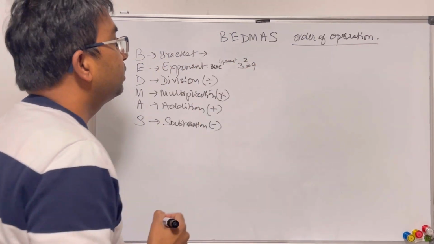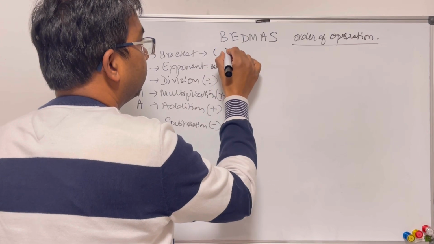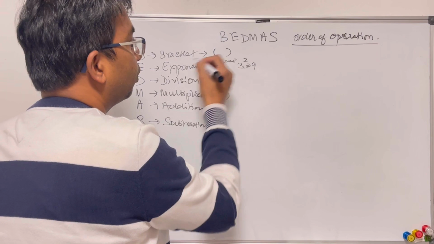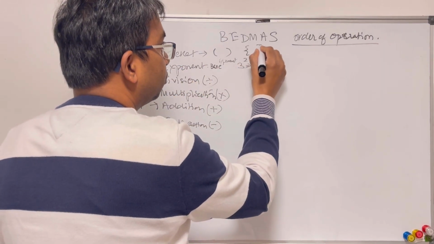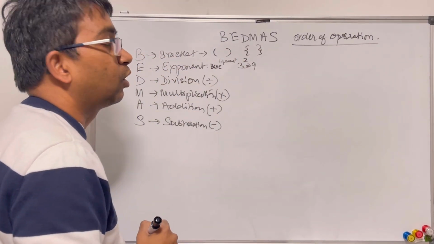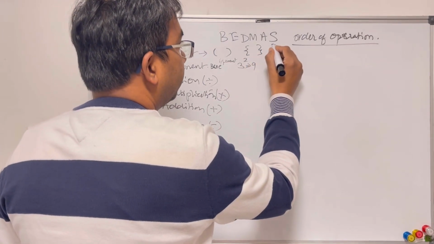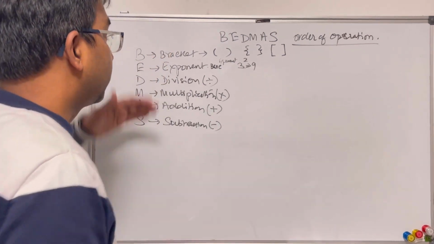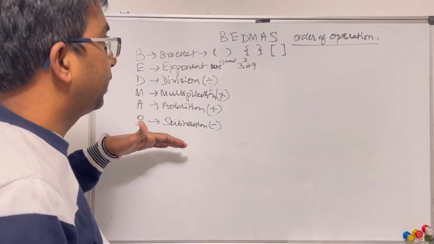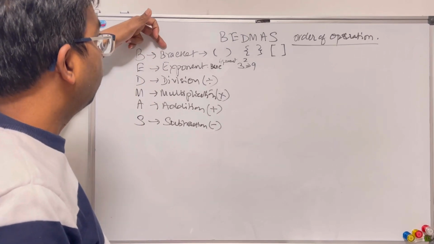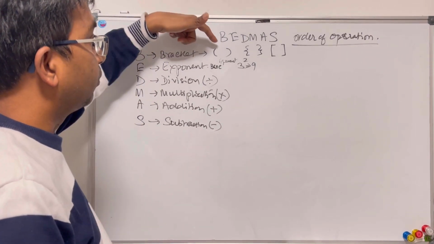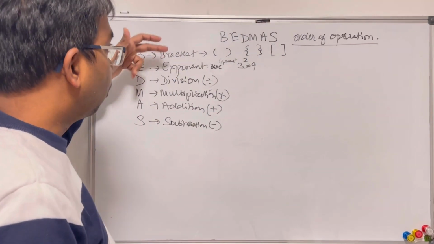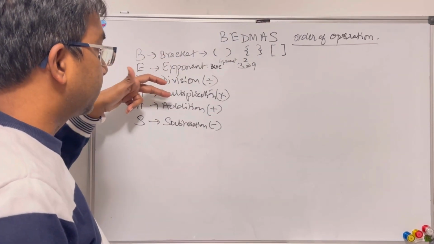And bracket is like, say, a mathematical equation I wrote that is in brackets. Brackets are of three types. This one is called the first bracket. Sometimes you see the bracket in curly braces. This is called the second bracket. And the third bracket type is in boxes. This is called the third bracket. So when the sequence of solution of the mathematical equation comes, you will solve the brackets first. In brackets, you will solve the first bracket first, then the second bracket, then the third bracket. Then you go for the exponents, then division, multiplication, addition and subtraction.